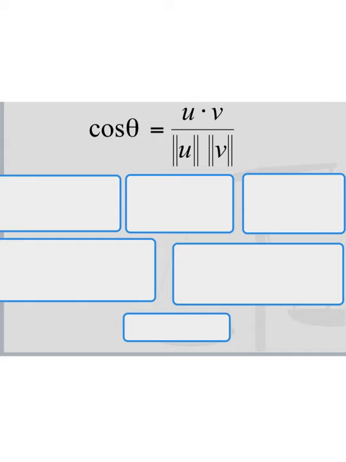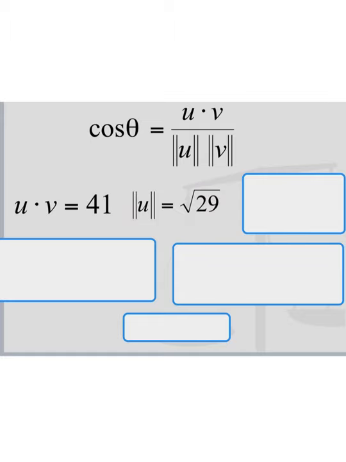All right, so again, using those same vectors, we're going to find the dot product first. So the dot product of u and v is going to equal 41. Again, we've already found that. Then we want to find the magnitudes. So the magnitude of u we found to be radical 29, and the magnitude of v we found to be radical 61.